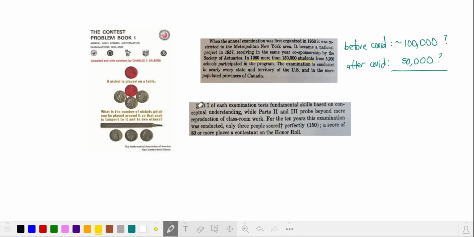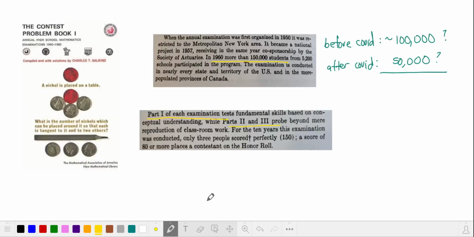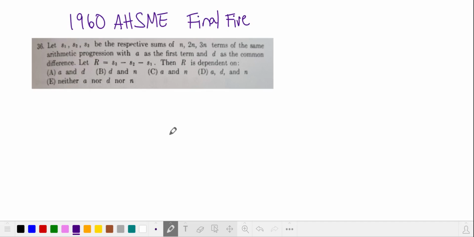According to the book, it looks like part 1 had easier questions, and parts 2 and 3 were more challenging. So let's take a look at the final 5. The first problem in the 1960 AHSME final 5 is problem number 36.